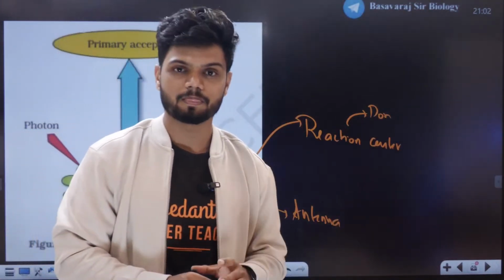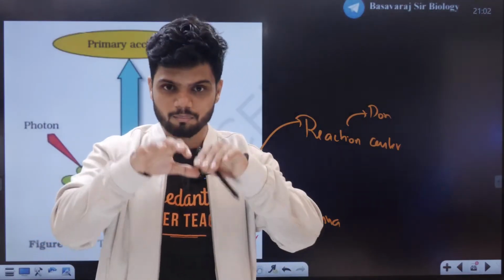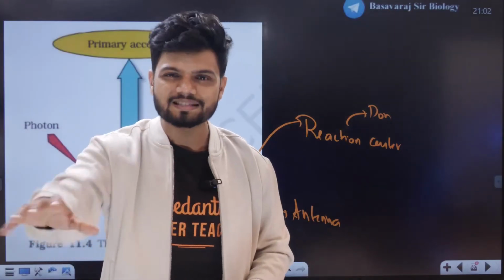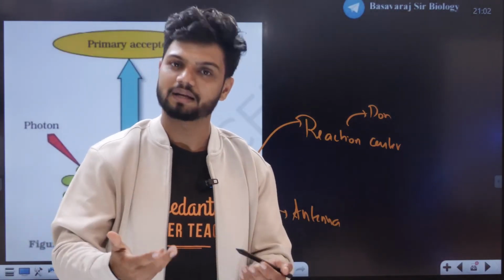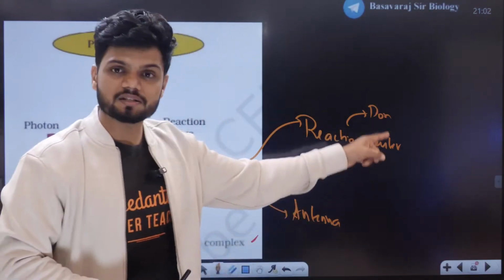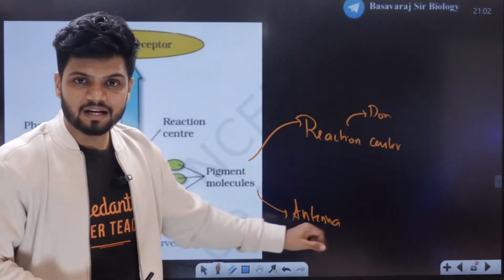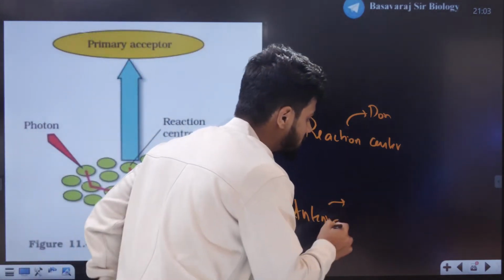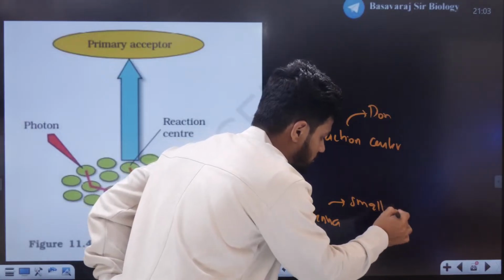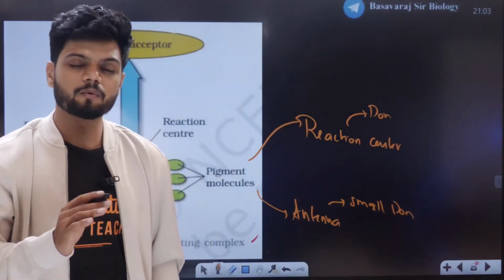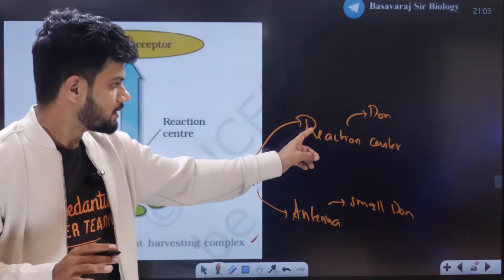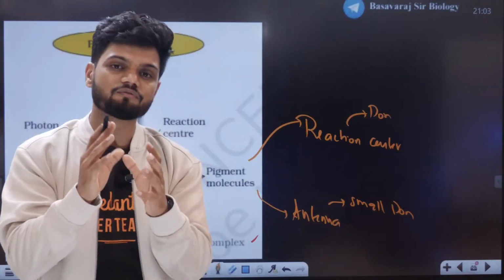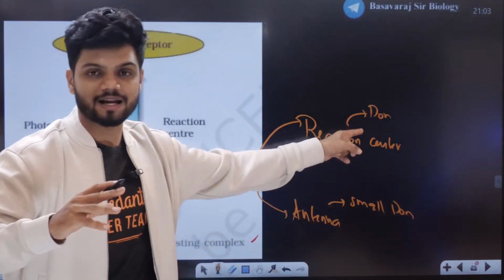Our ultimate don has multiple right hand, left hand, right leg, left leg. A lot of underlings under him, small gundas are under him. So the reaction center is the main don. The antenna molecules are the right hand, left hand, the small dons. Now, what is the importance here? Understand. The large don is taking over the entire area. All the information from the small dons is going to the large don.